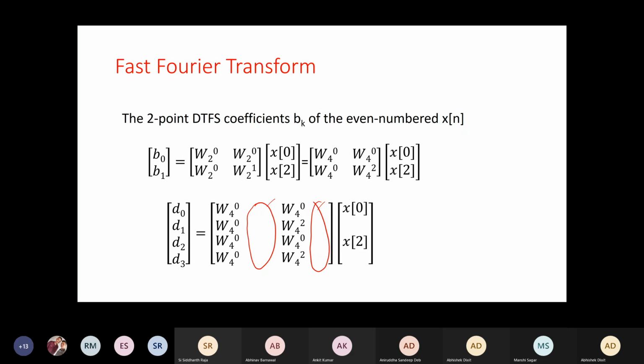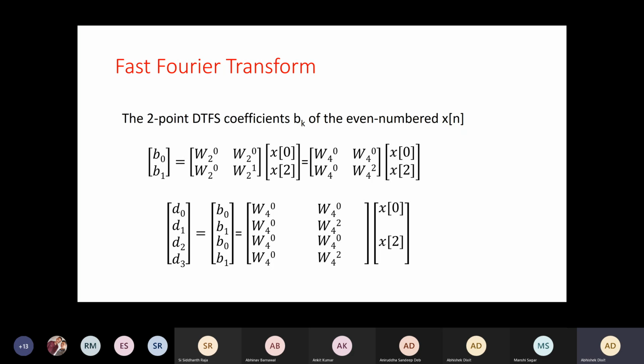Fine. So now if you look at what this D naught is: this multiplies by this and this multiplies by this, right? And this thing is the same as B naught. D1 is the same as B1. You can see for yourself, this thing multiplies by this and this thing multiplies by this, which is exactly B1. So D0, D1, D2, D3 are actually B0, B1, B0, B1. Is this okay? Is this strategy clear? Yes, sir.